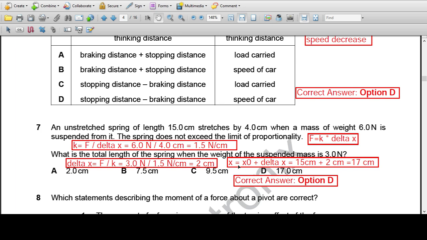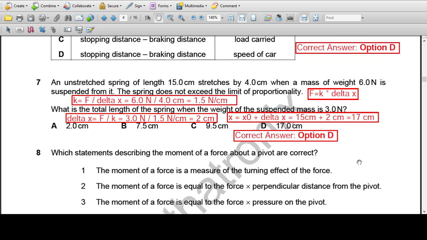So x is equal to the total length, which will be the unstretched length plus delta x, the change in length. The unstretched length is 15 centimeters and the delta x as a result of this 3 Newton force is 2 centimeters. So 15 centimeters plus 2 centimeters is equal to 17 centimeters. So the total length will be 17 centimeters. That is the correct option, option D, 17 centimeters.